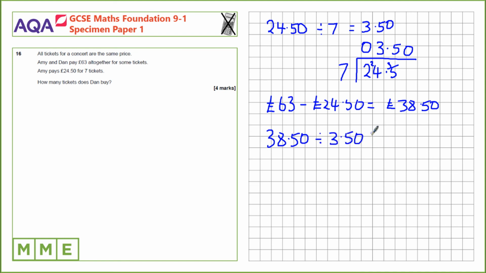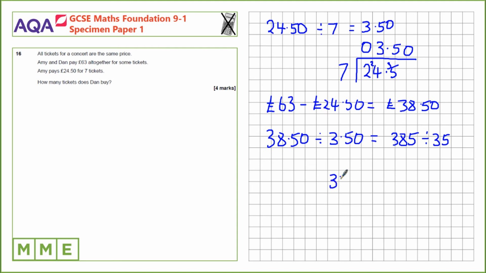This is a bit more of a difficult division, but we can write this as the same as 385 divided by 35. What I've done is I've multiplied both numbers by 10. That makes sure that the answer is still the same because we've done the equivalent thing to both, but this is a bit more of an easy division.